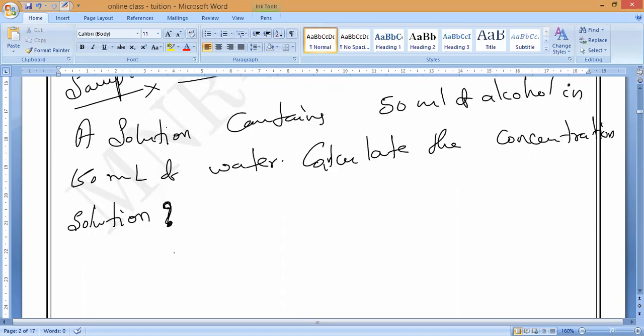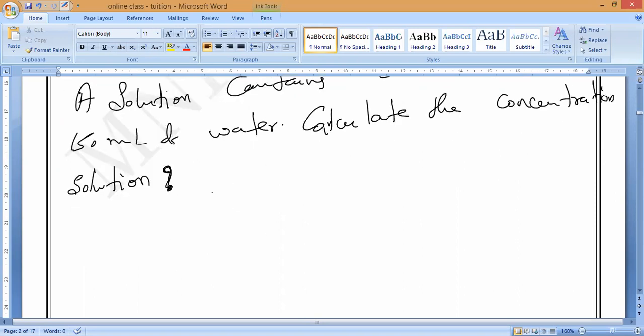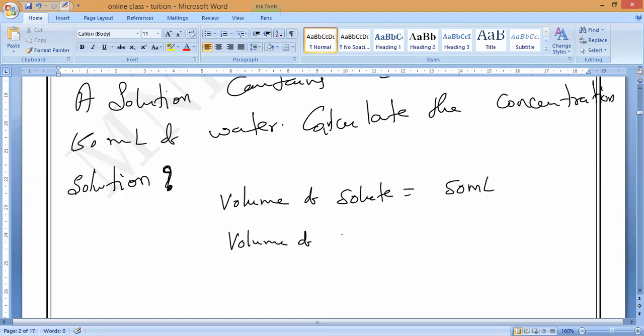What is the given data? What is the amount of solute? Volume of solute is equal to 50 ml. Volume of solvent is 150 ml, given. So 150 ml. Now what is the volume of solution?